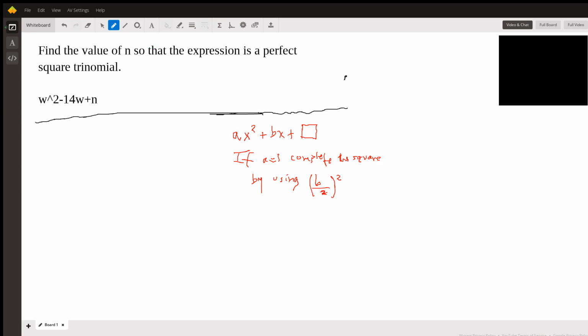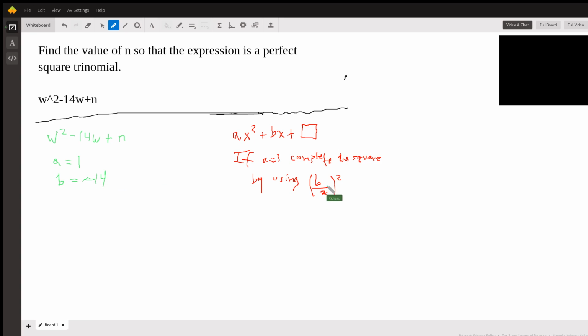I guess I'll make it green. We'll have Christmas colors here. Why not? Can't get it to change. Seems to happen a lot on this platform. So you can see this is w squared minus 14w plus n. So the box has been given a name n here. But really, we're just trying to solve for this. And you can see that a is 1 and b is equal to negative 14.